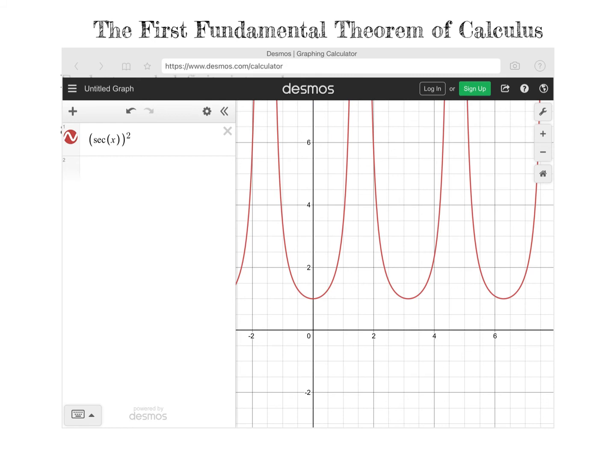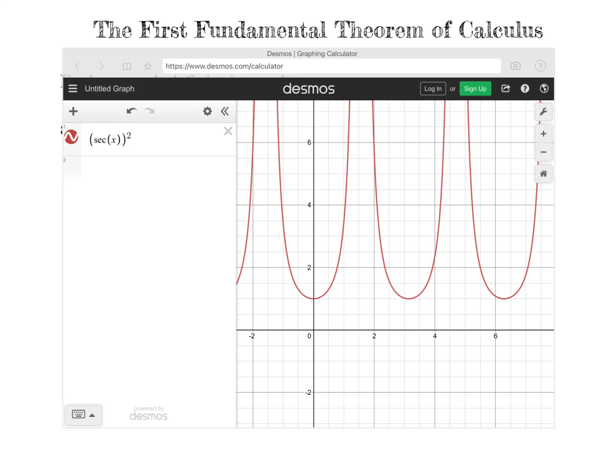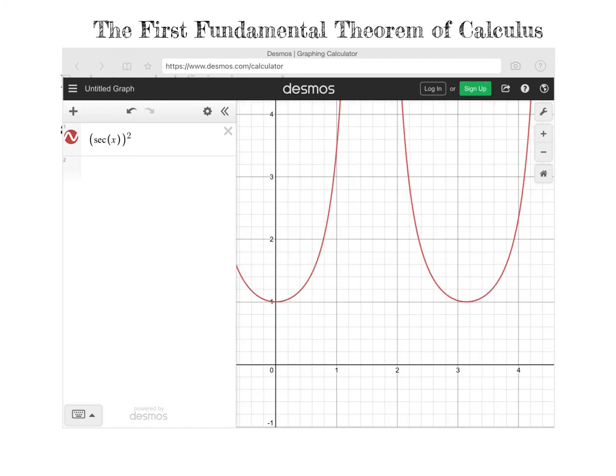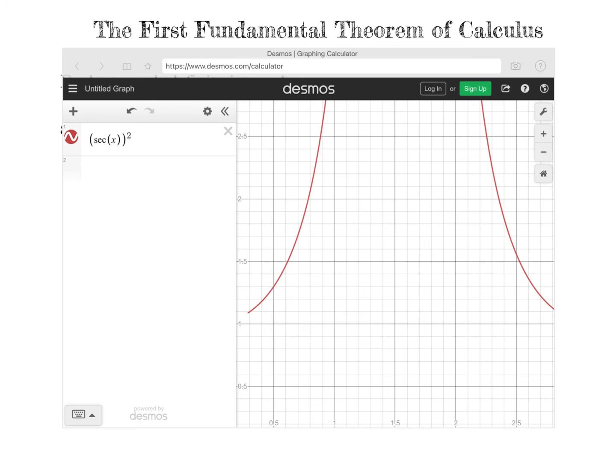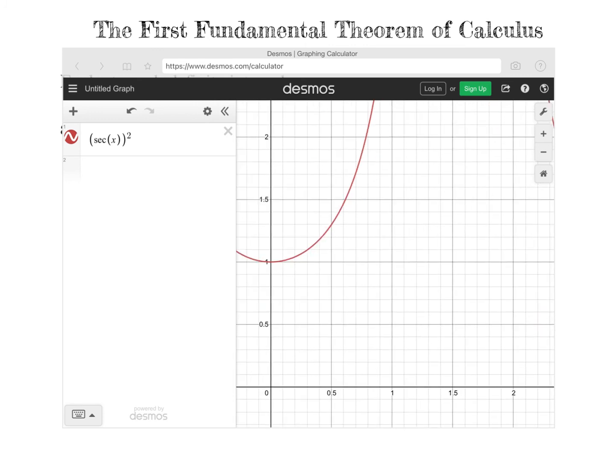Since the secant squared function is kind of weird, I graphed it on Desmos just to explore it a bit. And from 0 to pi over 4, well, we know where 0 is, but pi over 4 using a calculator is about 0.785, so almost 0.8. So if we take a look here, pi over 4 is at almost 0.8, therefore it's somewhere in here. So that means the area between 0 and there, under this curve down to the x-axis, is 1 square unit.